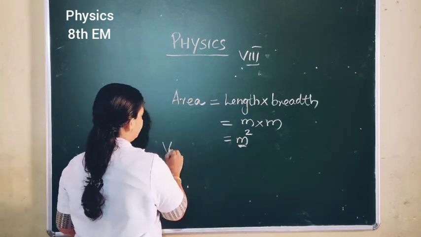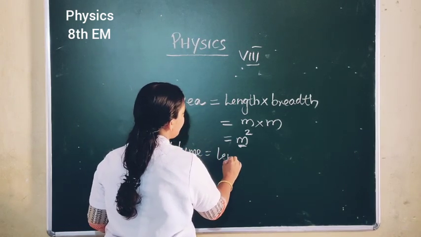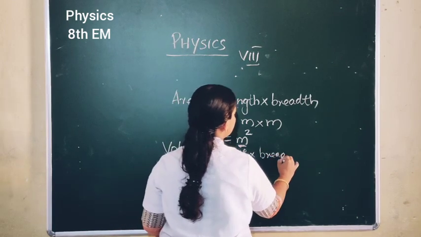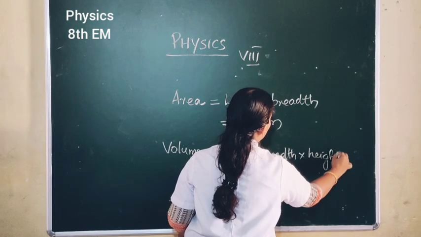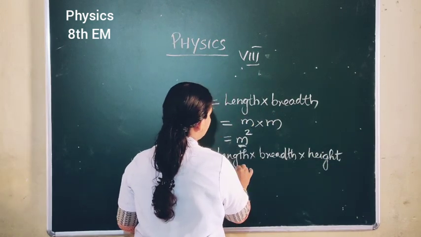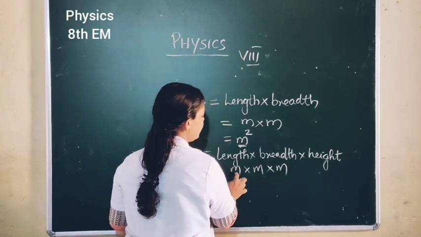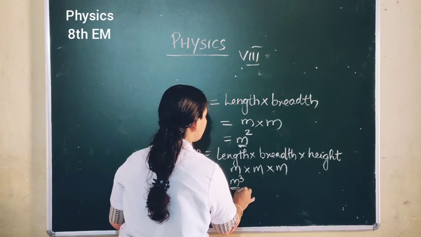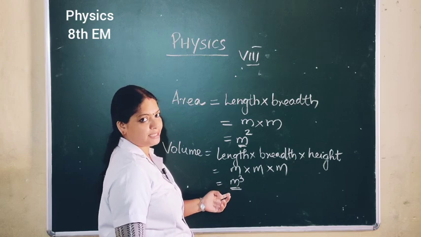Next physical quantity, volume. How will you calculate volume? It is length into breadth into height. What is the unit of volume? Unit of length into unit of breadth into unit of height, that is meter into meter into meter, that is meter cube. Here also volume is expressed in terms of the fundamental unit meter.